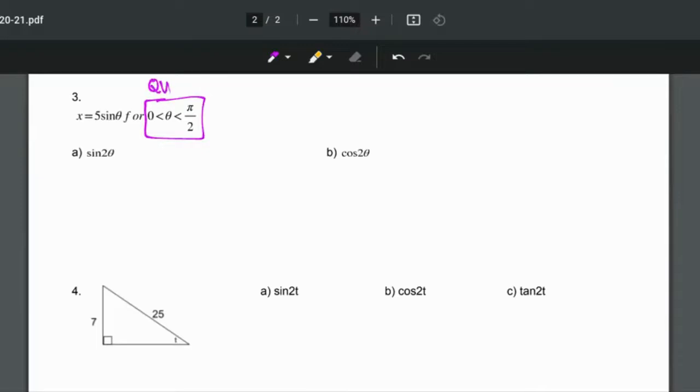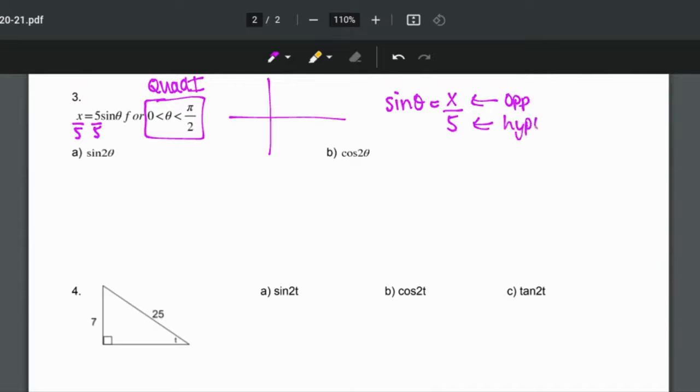For all these problems, we should start off by figuring out what quadrant we're in. So this is quadrant 1. And if you want to draw out a picture, that will probably help you for this problem. So if we divide both sides by 5, we're going to get sine of theta to equal x over 5. And we know that sine is opposite over hypotenuse. So I would draw a triangle in the first quadrant that has an opposite side of x and a hypotenuse equal to 5. So we can figure out the missing side if we use Pythagorean theorem.